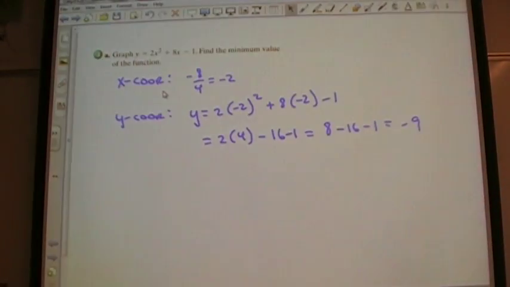Yeah. So the minimum and the maximum values are just the vertex. The y coordinate of the vertex only. Don't give me the whole vertex. It's just looking for the y coordinate. Does that make sense?